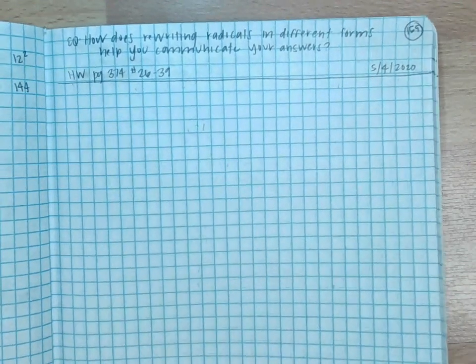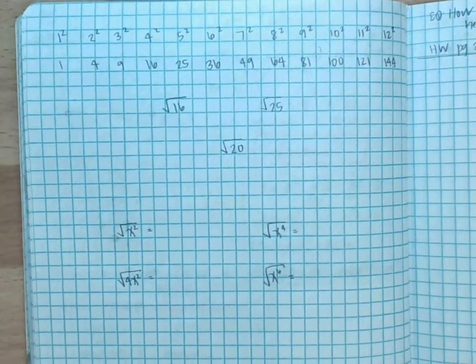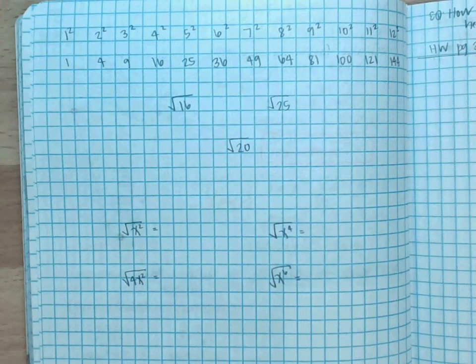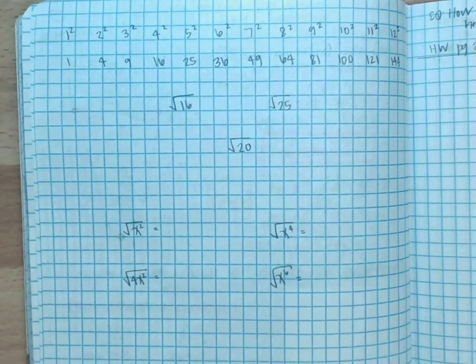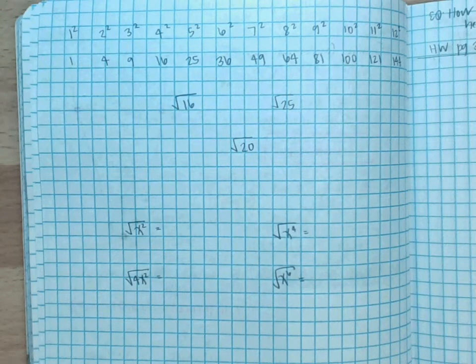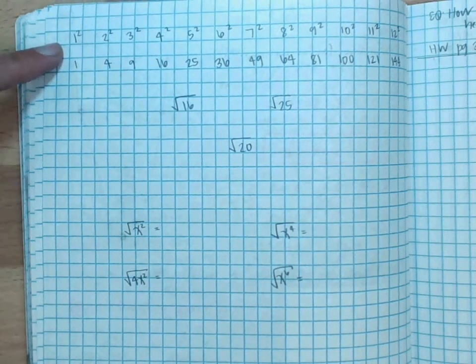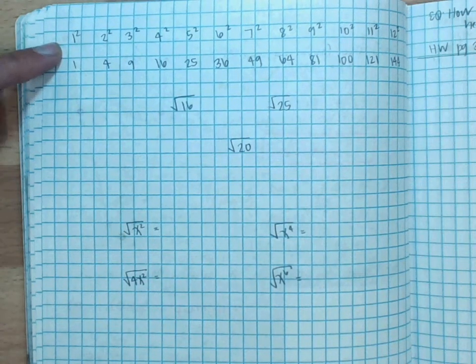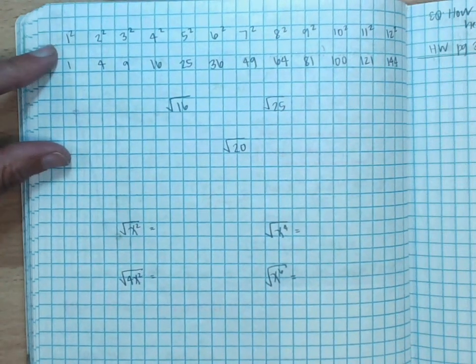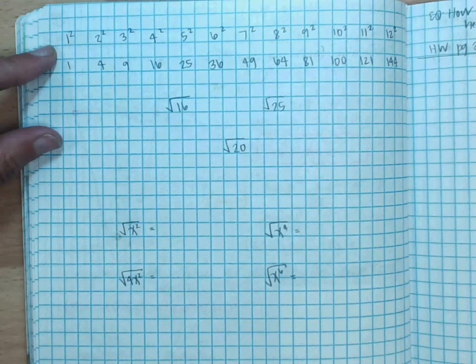What I want you to make sure that you have in your notes on this left-hand side first is this kind of just review. Last year, if you took 8th grade math, this should have been something that you went over. I want you to have these perfect squares memorized. This is the easiest way for you to remember how to rewrite radicals, if you know these perfect squares. It's going to be way easier for you.